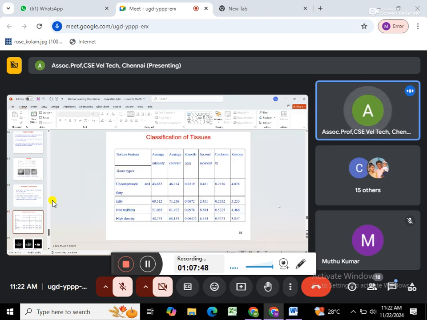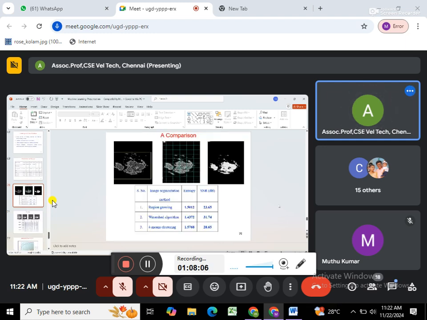Tissues can also be classified from that angle: average intensity, average contrast, smoothness, second moment, uniformity, entropy. Right, these parameters we have to incorporate in your research, like compressed and fatty, non-uniform, high density. What is the pixel value? A calculated value will be there. A comparison will be here.